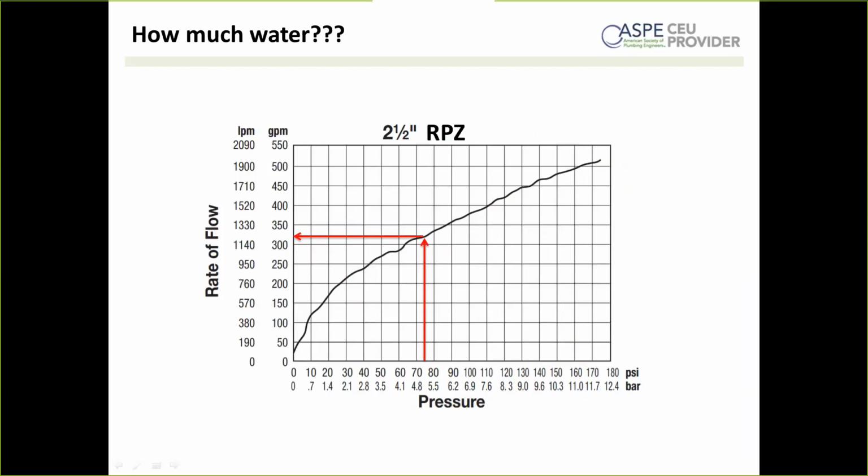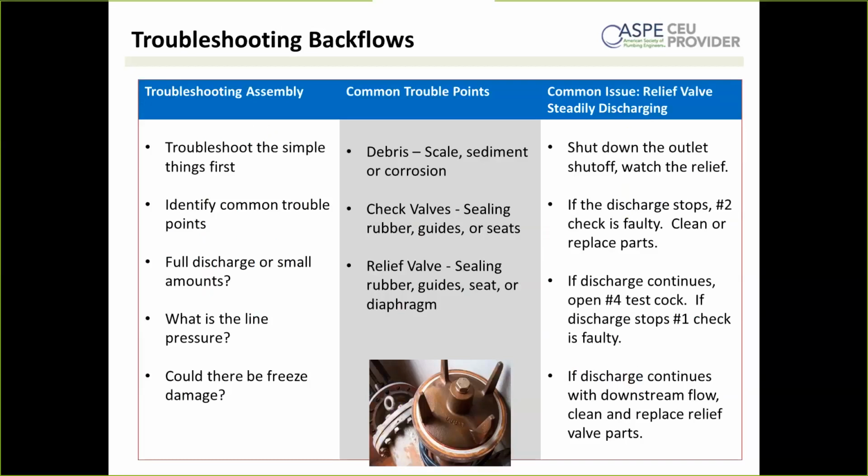So now hopefully we know a little bit more about how an RPZ type backflow preventer works. We know how much water can come out of that relief valve. Let's talk a little bit about troubleshooting. So, you have a backflow preventer, you have water coming out of the relief valve. Let's presume it's not an emergency, right? So this is nuisance spitting, a little bit of discharge, small stream, something like that. So, what do you do?